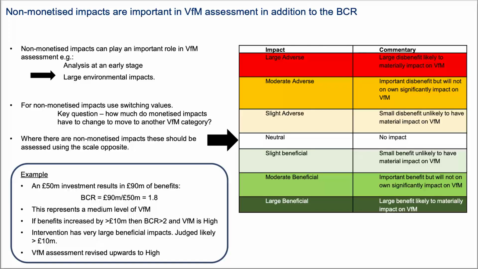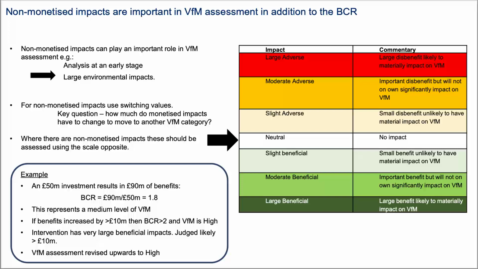And what we do when assessing non-monetized impacts is we look at the direction of the impact. So is it an adverse impact or is it a positive impact? And then we look at the magnitude of the impact. So we've got an example of how we would apply those non-monetized impacts to reach a conclusion about value for money in this slide.